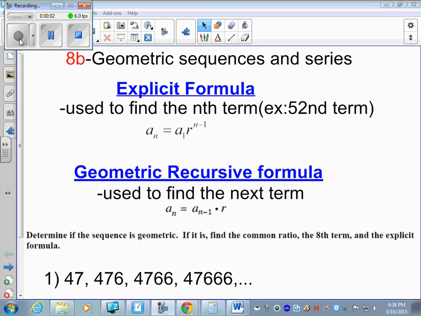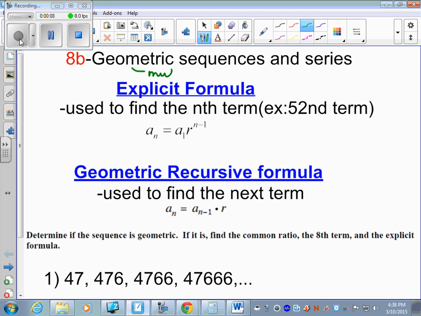8B notes are on geometric sequences and series. Geometric is multiplying sequences. An example of a sequence for a geometric would be 2, 4, 8, 16. You multiply by 2 each time.